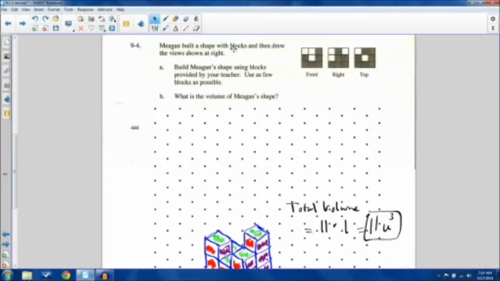Megan built a shape with blocks and then drew the views shown at right. Build Megan's shape using blocks provided by your teacher. Use as few blocks as possible. So I'm not going to give you blocks. So just build Megan's shape. We're going to draw it on isometric dot paper. We're going to practice. Okay, remember, front and right. Let's get it started. Let's hope I have enough room. I probably don't. Let's go down a little more.